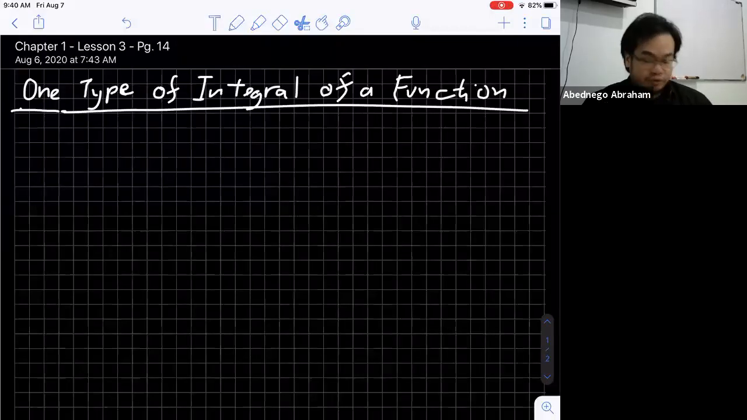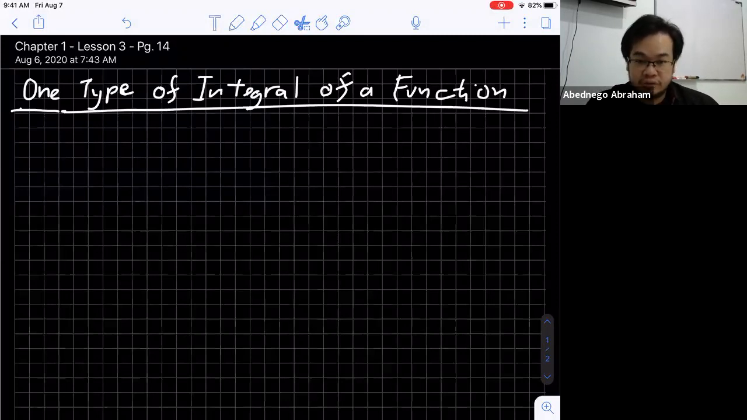Okay, so for today, I'm going to teach you chapter 1, lesson 3, and the title is One Type of Integral of a Function. So you can open your book, page 14. Okay, page 14. All right, so in the previous two lessons, I have taught you about derivative.